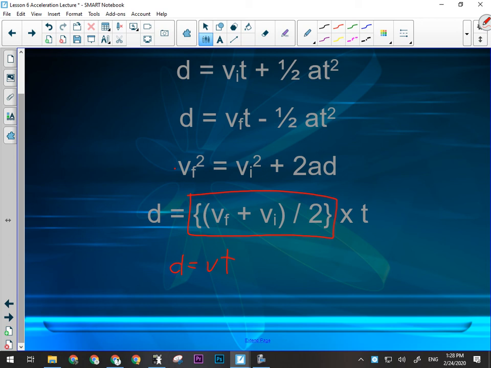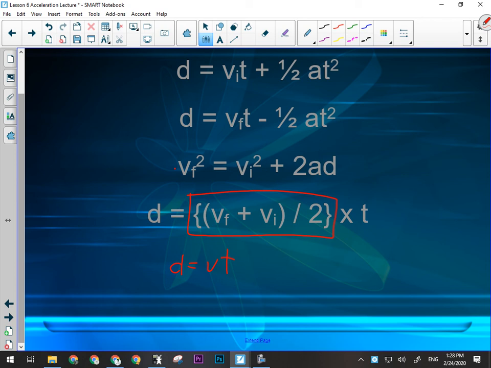Anytime you see a question that says assume uniform acceleration, or this object accelerates uniformly, it makes kind of a big deal out of the uniform part, it's probably referring to this one. This is the one we'll probably use the least. We just don't use it that often.